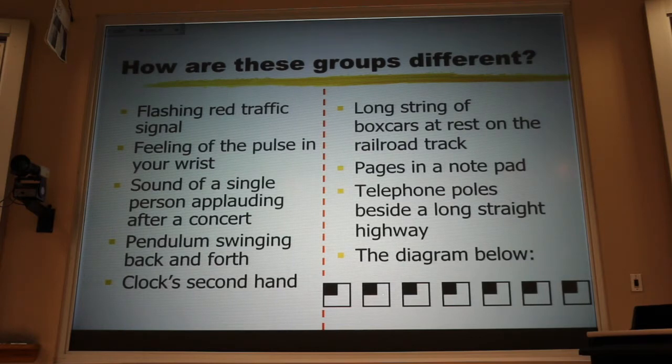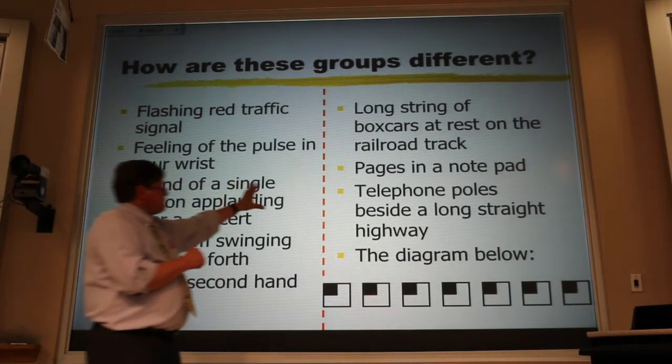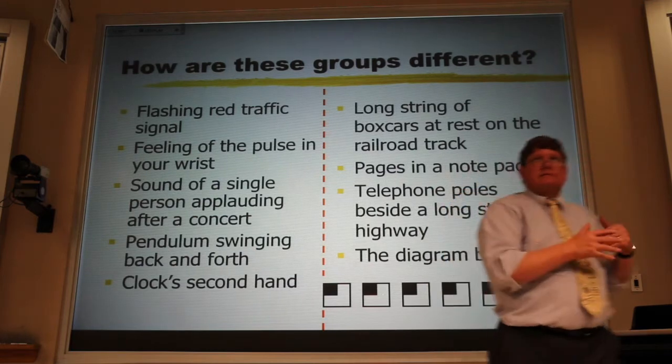Cyclical. Okay, so if I look at the flashing traffic signal, it stays in one place and flashes in a certain interval of time. If I feel the pulse in your wrist, supposing you have one, it doesn't go anywhere, okay? But it just keeps repeating that pulse over and over again in time. When it stops, call someone. Likewise with everything else. Whereas these things are spread out, okay?